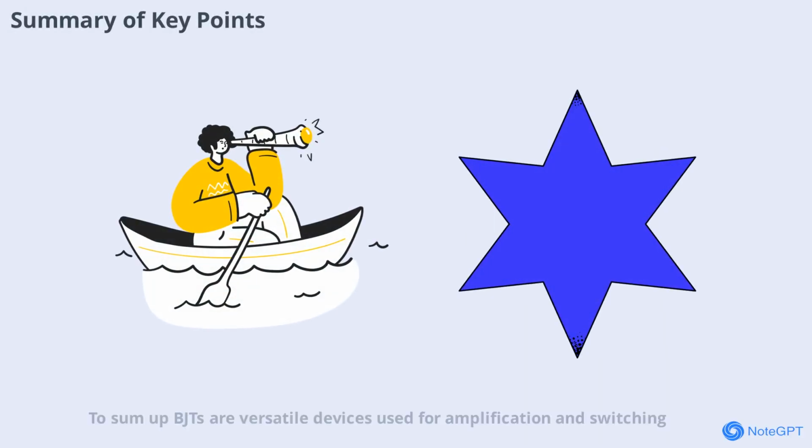To sum up, BJTs are versatile devices used for amplification and switching. Understanding their construction, operation, configurations, current gains, load line analysis, and biasing techniques is essential for designing reliable electronic circuits. Mastery of these concepts will serve you well in both academic and practical electronics.